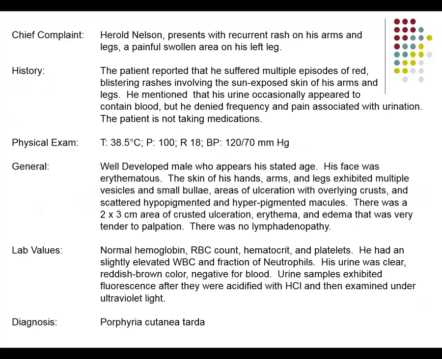Examination of the patient found a rash on his arms and legs. In some cases, there is blistering. The urine has a reddish-brown color, which when acidified and examined under UV light, fluoresced. A mutation was observed in the gene that encodes for uroporphyrinogen decarboxylase.